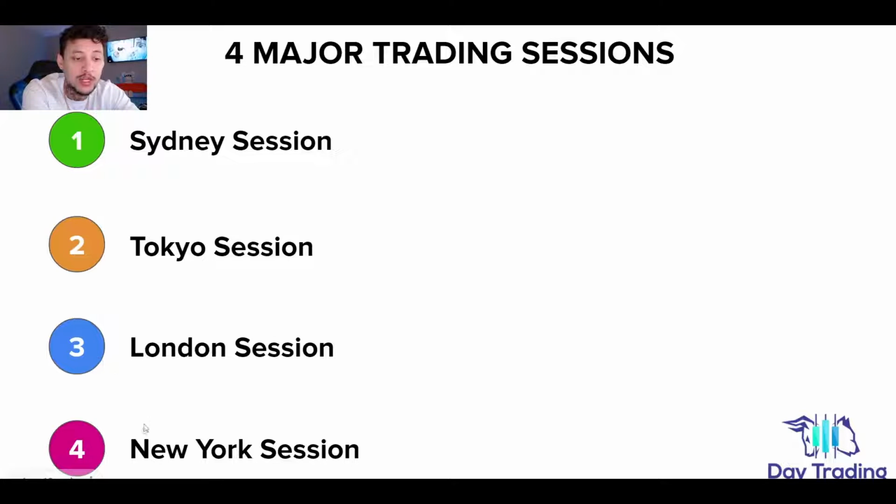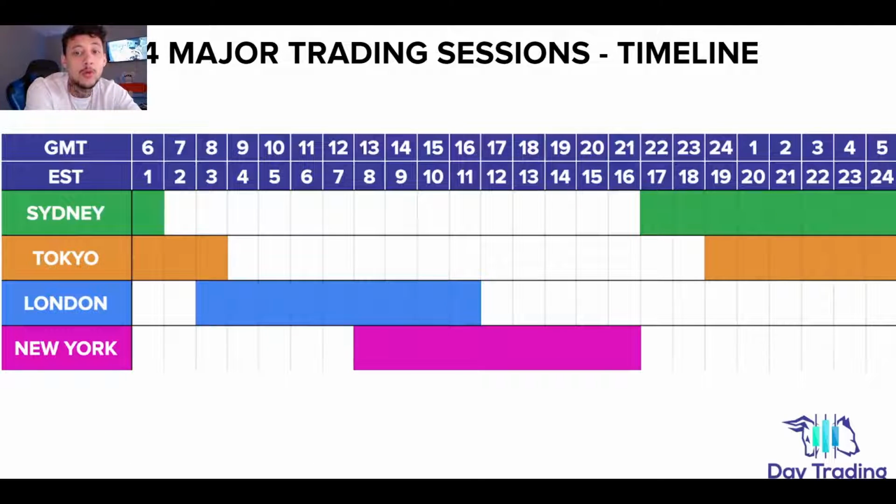Now, session 3 and session 4, the London session and the New York session, are our biggest trading sessions. 41% of all foreign transactions happen during the London session, and then the rest happen through the New York session. Now, let's look at the timeline of when these sessions actually play out. We're going to go based off this Eastern Standard Time zone, right? So we have 1 a.m., then we have 12 p.m. or 12 a.m., and so on and so forth.